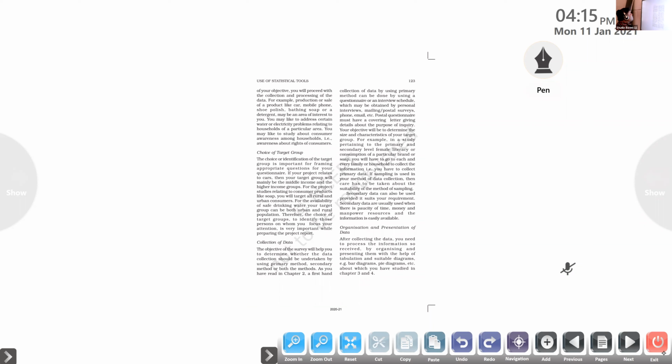For example, production or sale of a product like car, mobile phone, shoe polish, bathing soap, or a detergent may be an area of interest to you. You may like to address certain water or electricity problems relating to households of a particular area. You may like to study the consumer awareness among households, that is, awareness about rights of consumers. Clear? So different aspects are there.